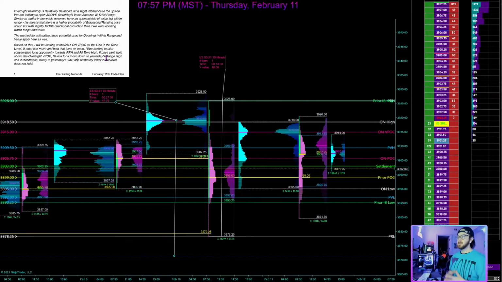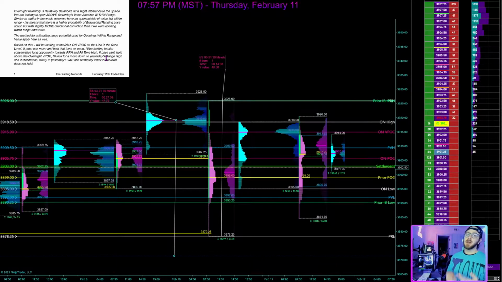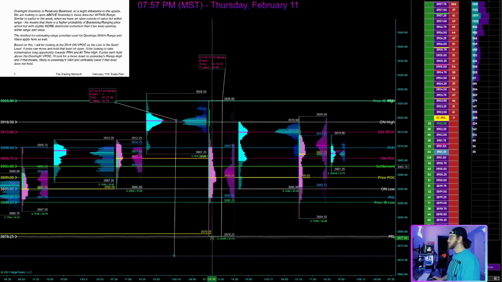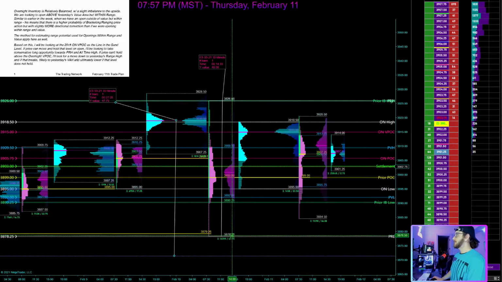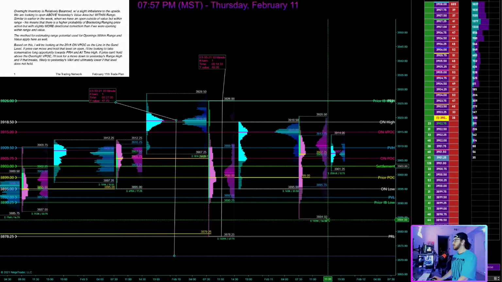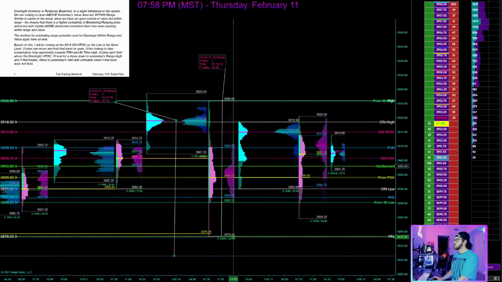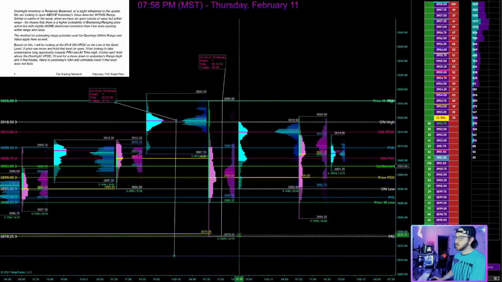On the flip side, if price could not hold that overnight VPOC level, I was going to be looking for a move down to yesterday's range high, and if that broke, I was going to look for a move down to yesterday's value area high and ultimately lower if that did not hold, which it did not, and we actually got a move much closer to the prior range low at 38.78. So you can see today's low here at 38.8450, prior range low 38.78 and a quarter.